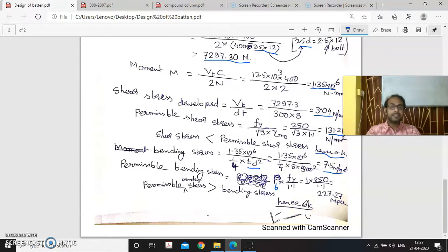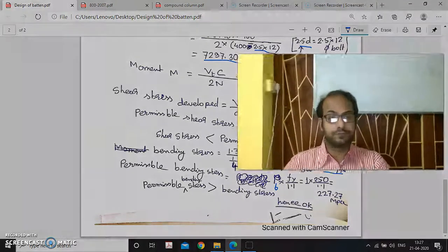So students, this was the design of a batten, and in a compound column we can provide only battens or only lacing members. Sometimes in the case of heavy columns, we also provide both. So this is the end of the batten design.